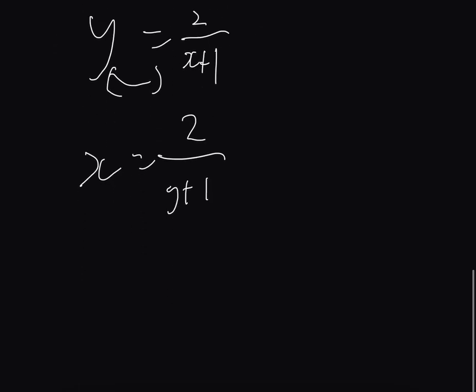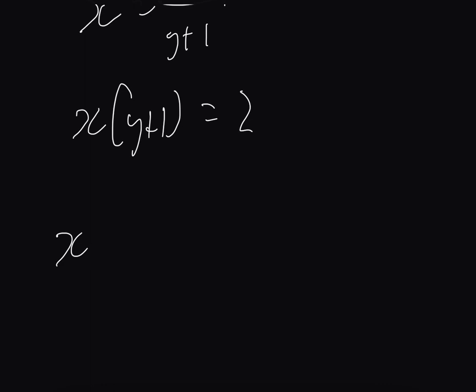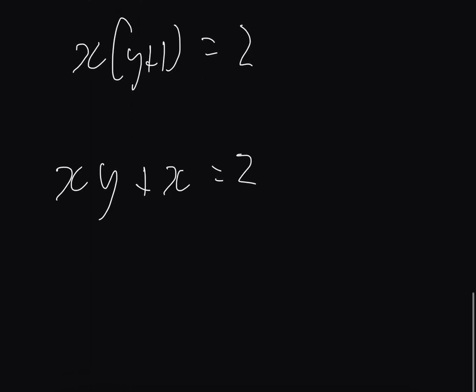And now we just solve for y. So we multiply both sides by y plus 1. So we get x multiplied by y plus 1 equals 2. Then we expand and isolate the y. So we expand these brackets to get xy plus x equals 2. And here we can move this over to get xy equals 2 minus x.